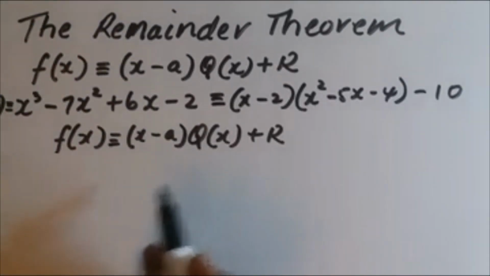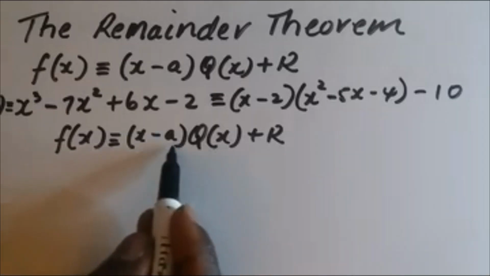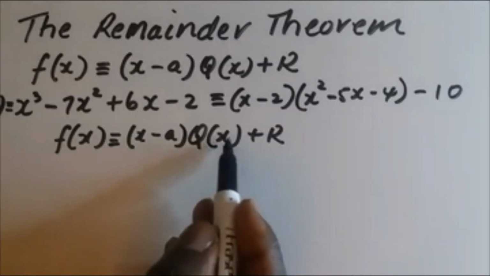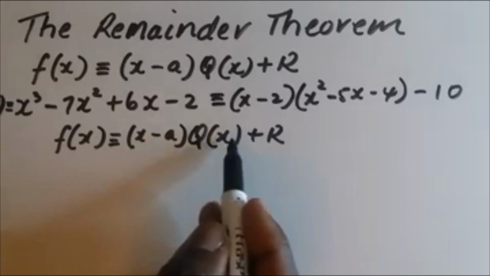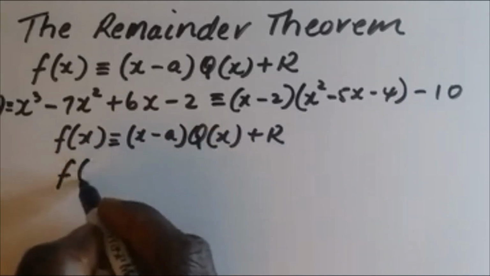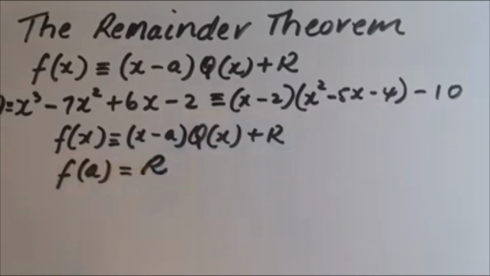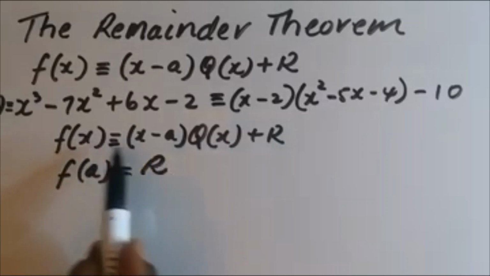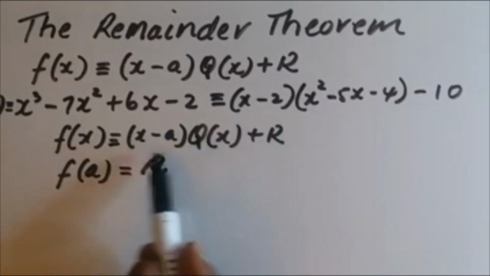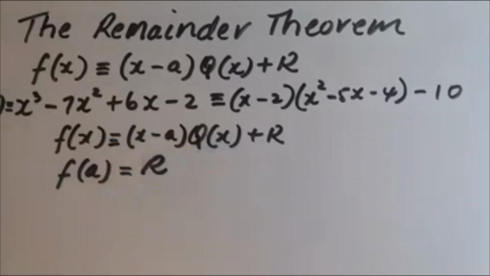Now if we substitute a for x in this identity, then this becomes 0 and all of this becomes 0 and we're just left with r. So if we write that f of a is now equal to r, because we substituted a in terms of x, which sends all of this to 0, we're just left with r.